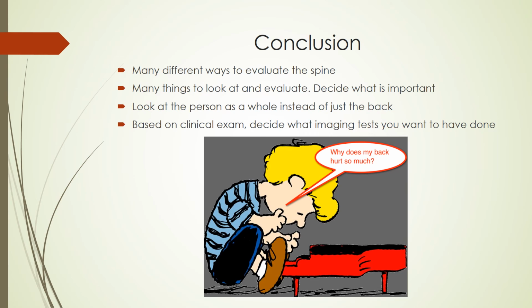So in conclusion, there are many different ways to evaluate the spine. There are many things you need to look at and evaluate, and you need to decide what's important. Whether the surgery from 15 years ago is really influencing this low back pain, or whether their low back pain is coming from a hip pathology. So with that being said, you need to look at the person as a whole instead of just their back or their low back pain. And then based on your clinical exam and using your brain to put everything together, you're probably going to have to decide what imaging tests you want to have done next.